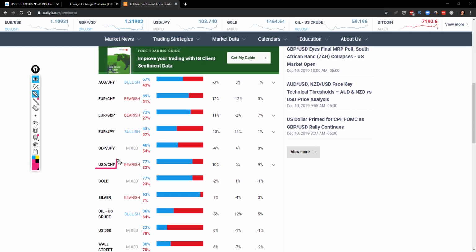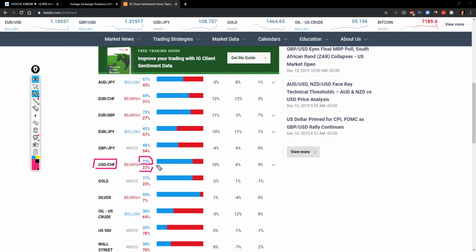Here's the pair that we're looking at, US dollar Swiss franc. 77% of retail clients are long on this pair, right? Only 23% are short. That being said, the retail crowd is usually the losing crowd.